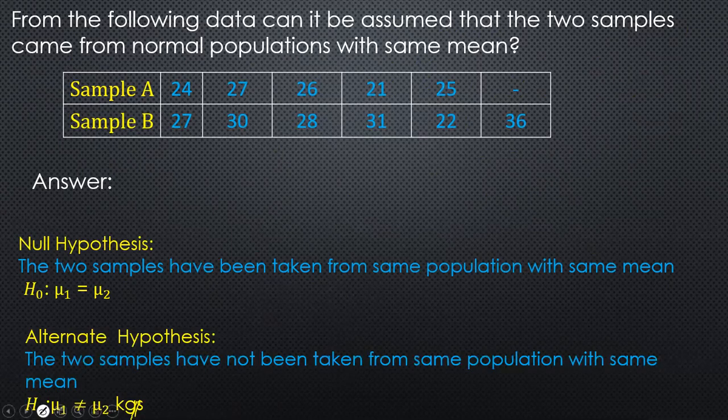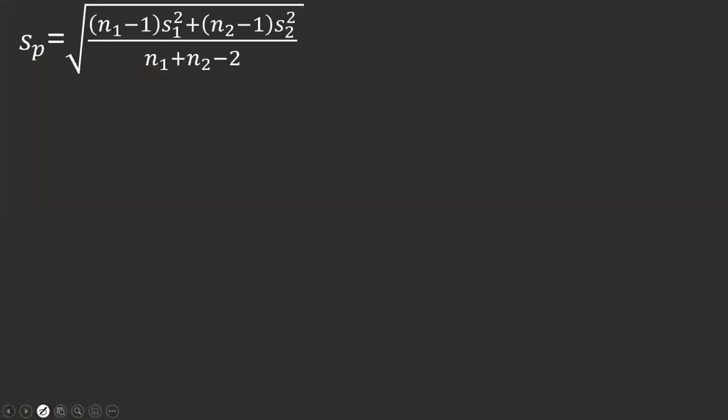Right. Now, how to do this? What is the first step in doing this? We are going to see. First, we are going to calculate the combined standard deviation using this particular formula. We are going to use this combined standard deviation. This is called the combined SD.